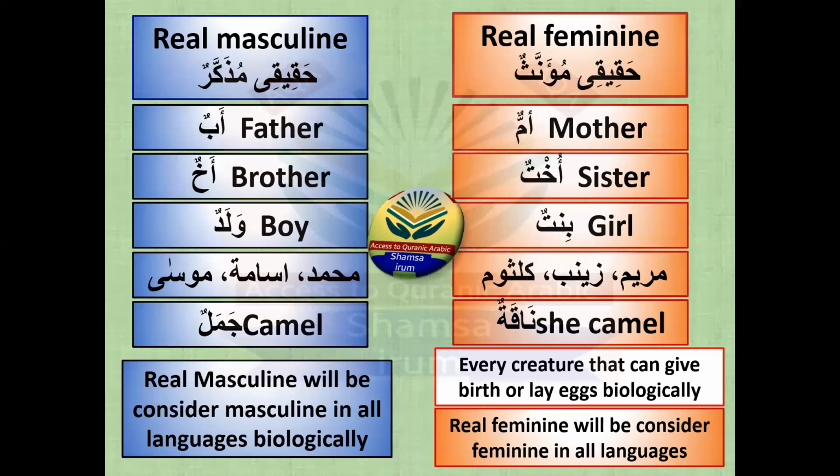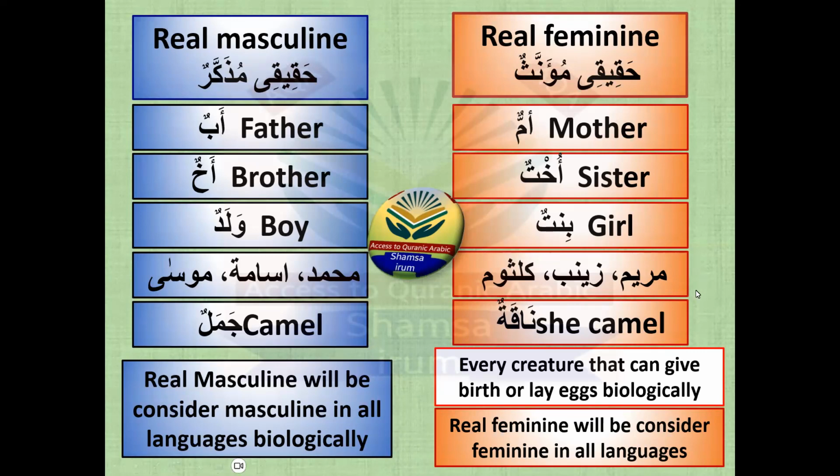So in the Quran Majid there are very few words of the real feminine. We can say that ukhtun, ummun is also used there, bintun is also used there, and from the names of girls, only Maryam is in the Quran. In fact, the name of a surah is on this name, Surah Maryam.